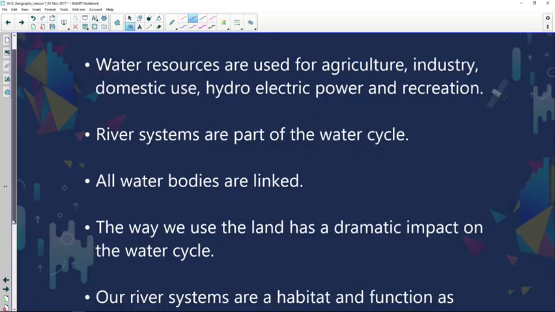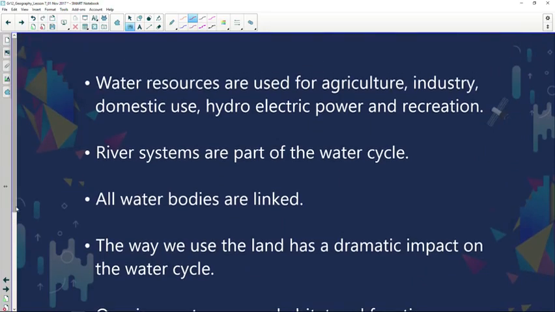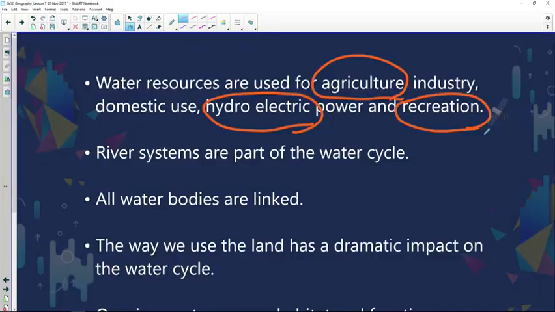Now, if you look at it, what do we use our water resources for? Agricultural activities, industries, domestic use, that's me using it to bath. We can use it for hydroelectric power. Now, hydroelectric power basically to generate electricity from it, and we can use it for recreation, going to the dam to relax, boat rides, etc.